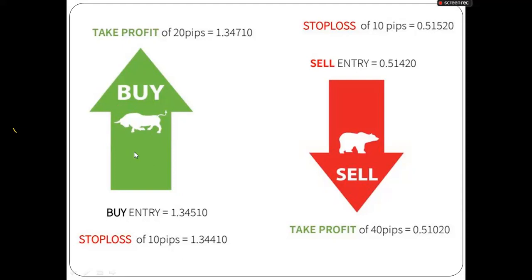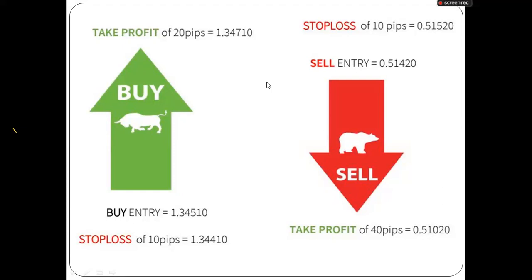Now, how do you make profit? Let's assume that you bought USD at 1.34510. This is your entry price. You bought it at this price, and then price moved to 1.34710. If you minus 51 from 71, remember you bought it here, and price then went up. It has gone up from 5 to 7. So 51, if you minus it from 71, you're going to get 20. So 20 pips or 200 points or 200 pipettes.